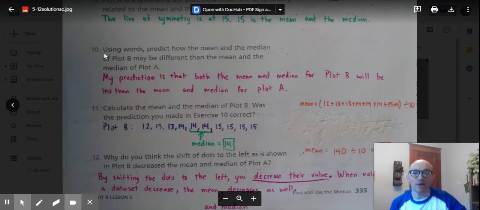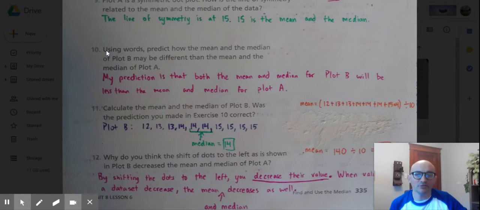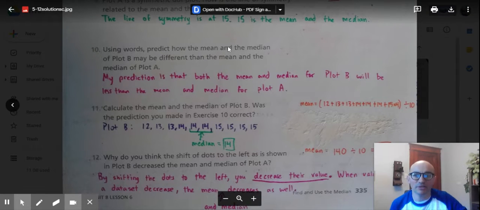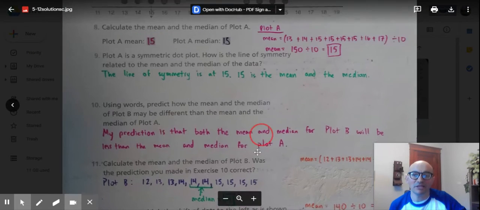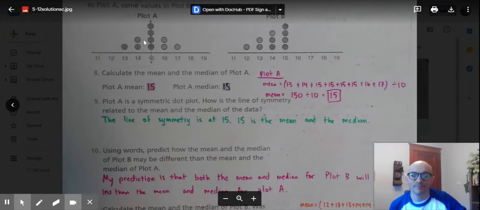Okay, problem 10. Here's one of these using words. We're going to explain something here. We're going to predict how the mean and median of plot B might be different than the mean and median of plot A. So let's take a look one more time before I explain my answer.